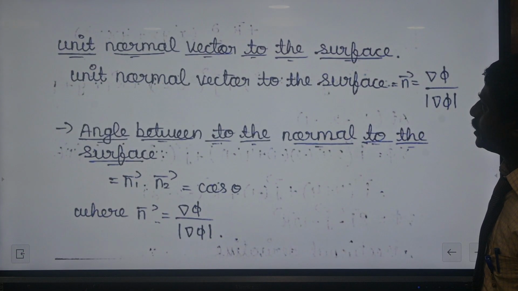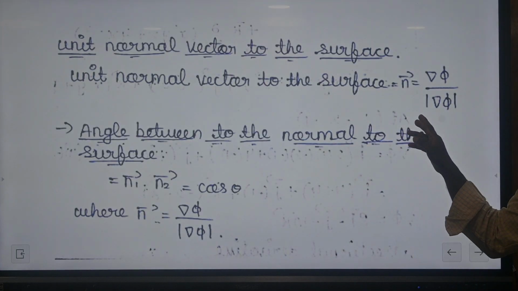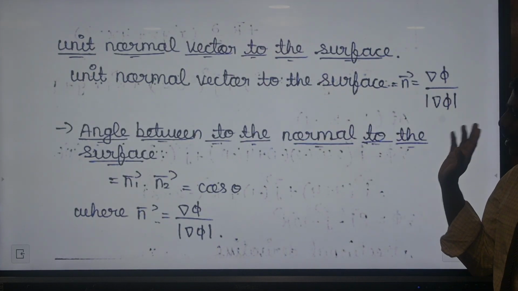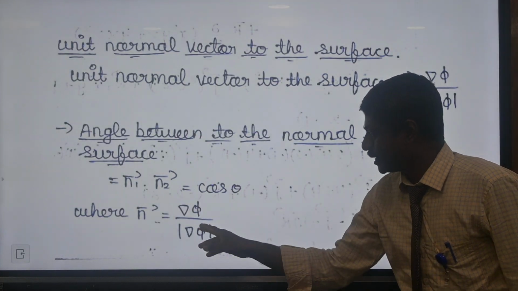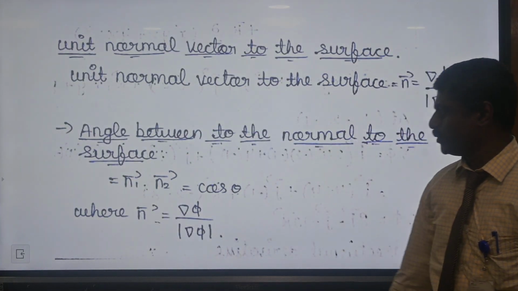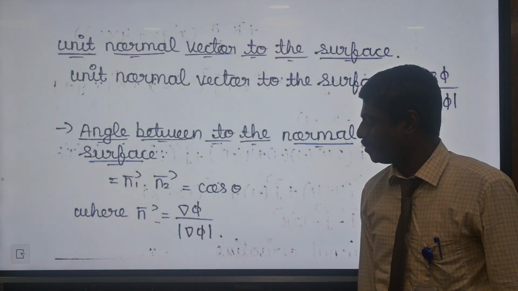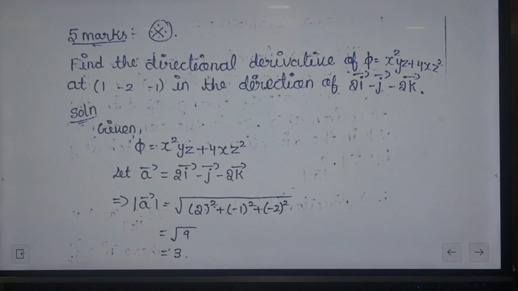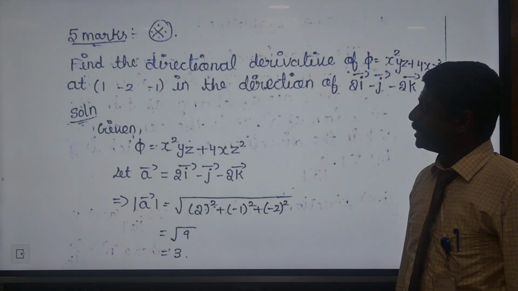And another is the unit normal vector. So n vector, the unit normal vector, is given by del pi by modulus del pi. And the angle between the two vectors n1 vector and n2 vector is given by cos theta. So I just specify these. We see only the directional derivative problem.